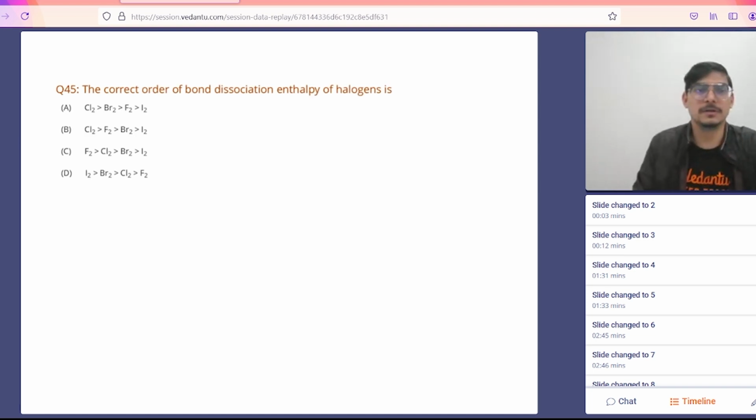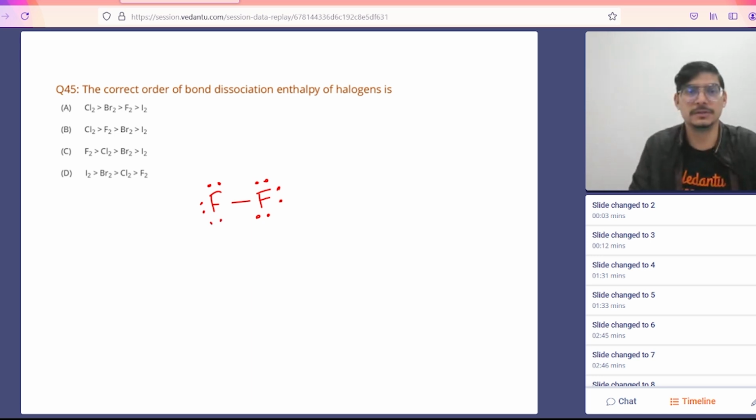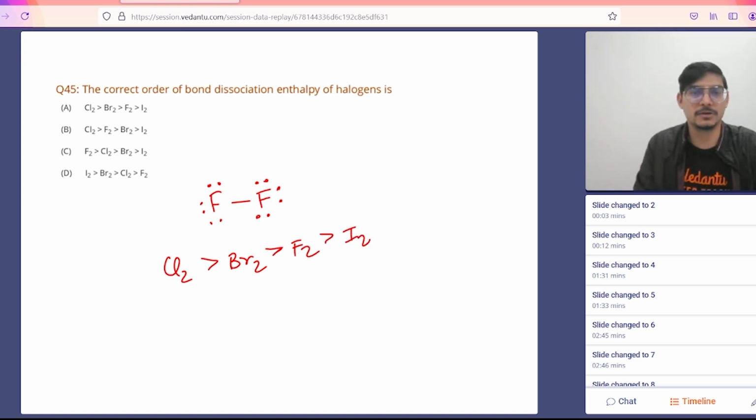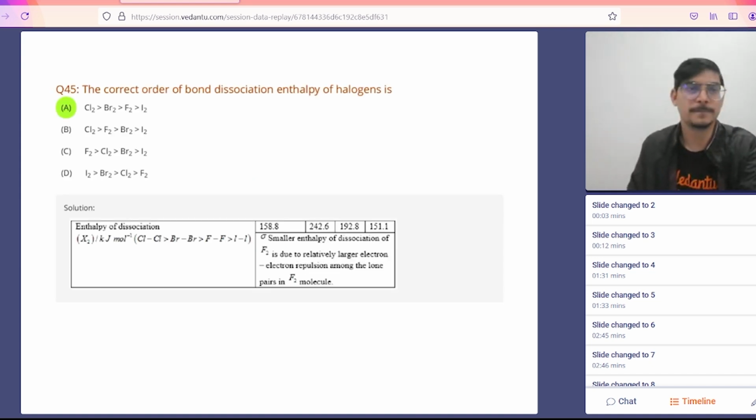Moving to the next question, the correct order of bond dissociation enthalpy of halogens. So here we have an interesting exception. Although fluorine is the most electronegative halogen, because of intense lone pair-lone pair repulsion, which is because of the small size of fluorine, the bond enthalpy of the fluorine-fluorine bond is less. Now, it is an experimental thing where exactly fluorine lies in this order. It is observed that chlorine has maximum bond enthalpy, then bromine, then fluorine, and then iodine. So the correct order would be chlorine, bromine, fluorine, and then iodine, making option A the correct answer.